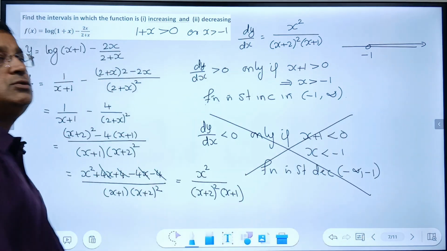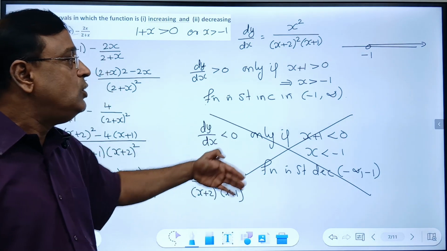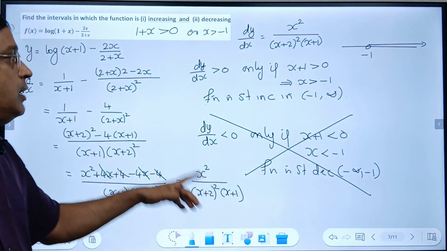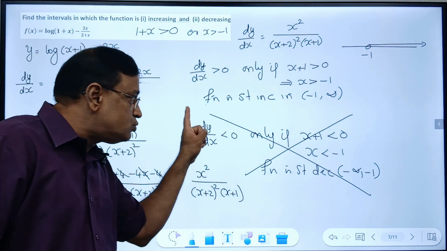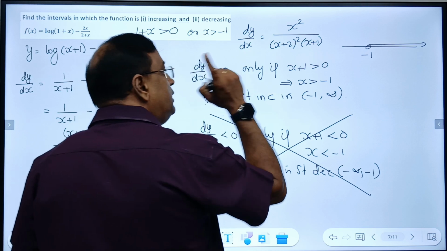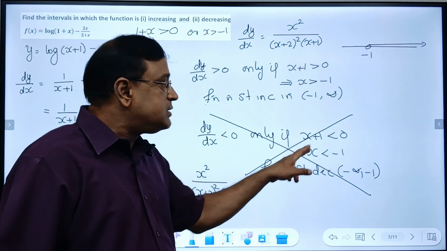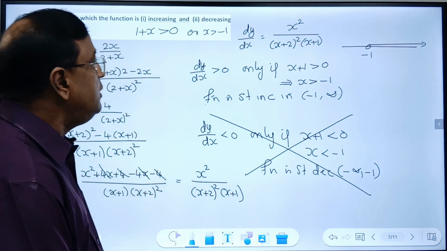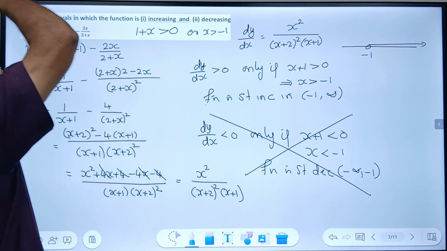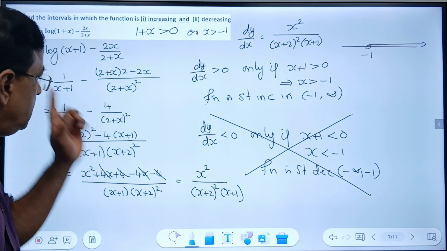So this situation is completely ruled out. You cannot have this. Don't write this in the exam. Just to make you understand what mistakes students do, I have highlighted it. Otherwise, you should not be writing this in the exam, because this function is defined only when x is greater than -1. We don't even have to talk about x less than -1. So here, this function is always increasing. It will never be decreasing. Okay, let us have a look at it.